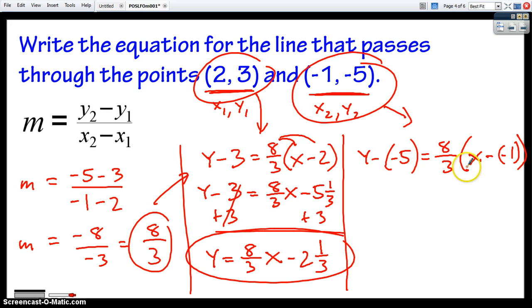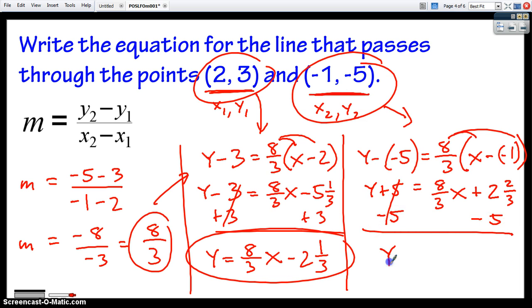Now, let's take this one. If I clean it up, first off, minus a -5 would be y plus 5. If I distribute the 8/3, I get 8/3 x, and again, minus a negative is really plus, and then 8/3 times 1 is 8/3, which would be 2 2/3. Then I subtract 5 from both sides, and I get y equals 8/3 x, 2 2/3 minus 5 would be -2 1/3.